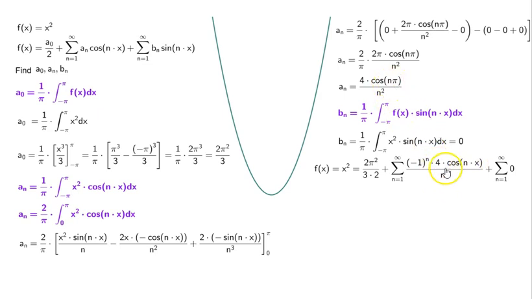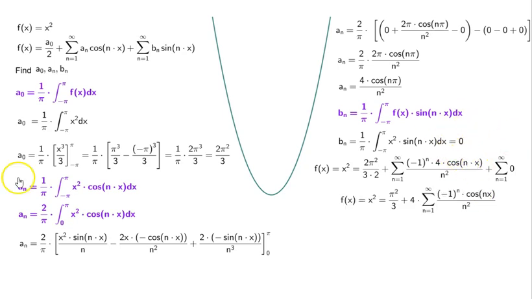Now cos n pi seems to have disappeared. No, actually it has not. Minus 1 to the power of n is cos n pi. Because when we say cos pi, it is minus 1. Cos 2 pi is 1, positive 1. Cos 3 pi is minus 1. So that has been converted into minus 1 to the power of n times cos nx. And finally plus summation as n goes from 1 to infinity of 0.